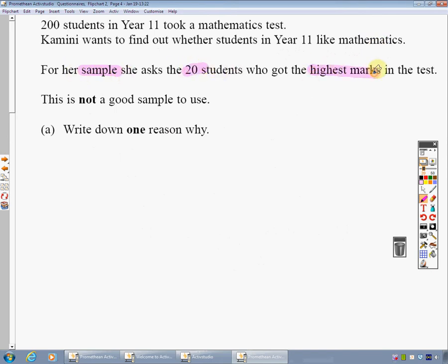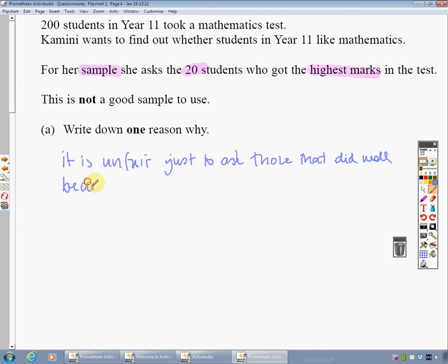Well, it's fairly obvious to me. The students who got the highest mark are likely to enjoy maths. So it is unfair just to ask those that did well, because they probably enjoyed doing well. Okay, that could be one answer.